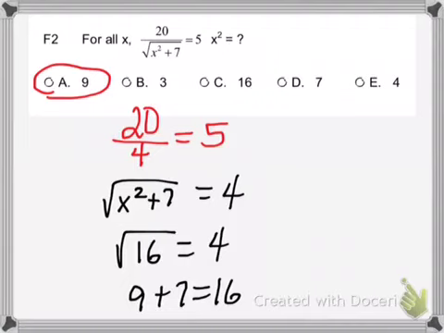Number 2, for all x, 20 over the square root of x squared plus 7 equals 5. x squared equals what? So I know if I want to get 5, 20 divided by 4 is equal to 5. So I know that the square root of x squared plus 7 has got to equal 4. And the square root of 16 equals 4. So what do I have to add to 7 to get 16? And that would be 9. So the answer would be A, 9.